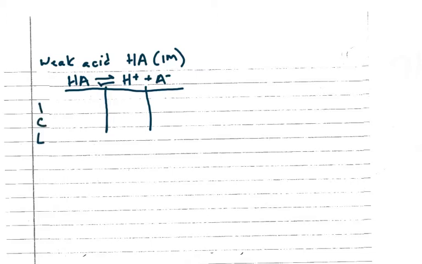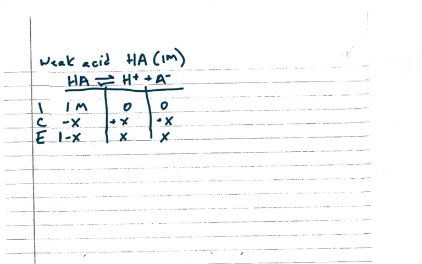Initial, change, equilibrium. So initially we have 1 molar HA and we have no product, and it will dissociate, so it'll go down by some amount and the H and A will go up by some amount. So at equilibrium we will have 1 minus X of the acid, and we will have X and X of the H plus and the A minus.